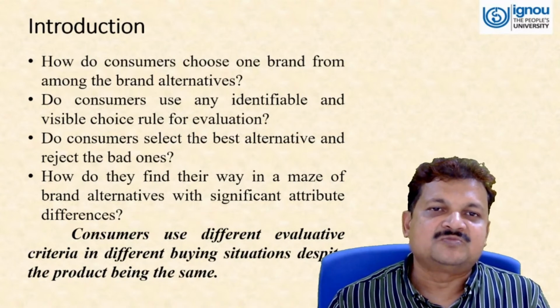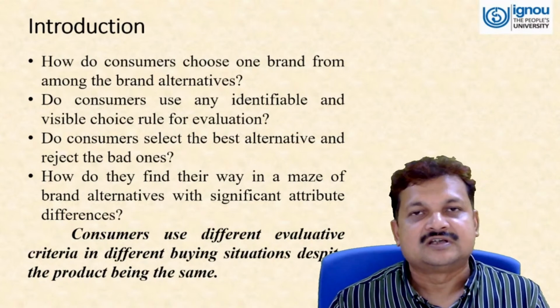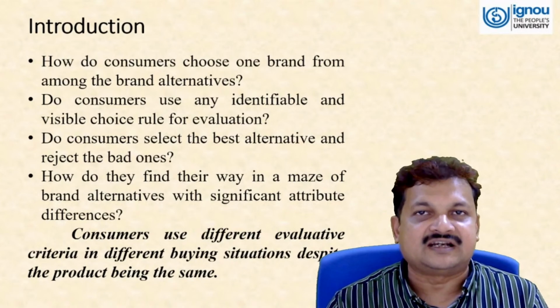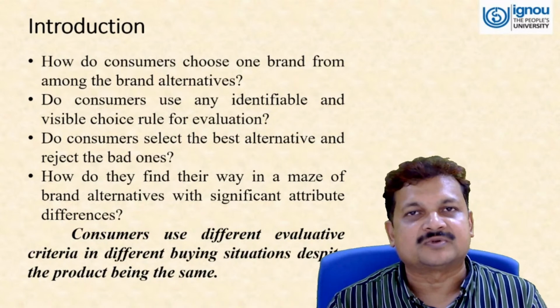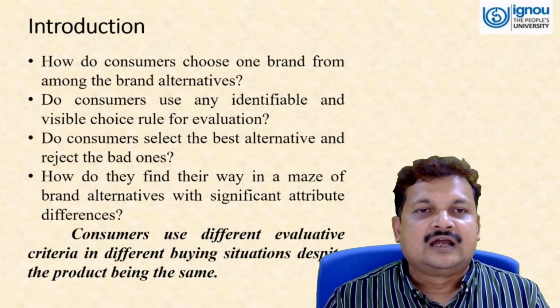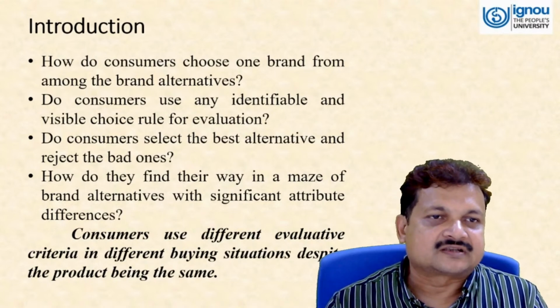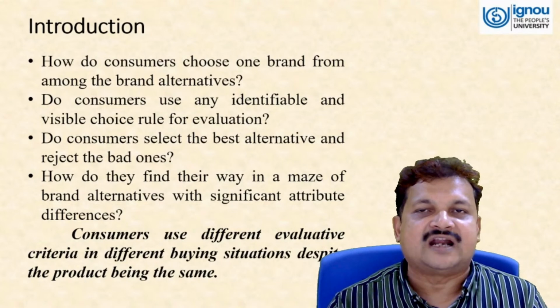Second, do consumers use any identifiable and visible choice rule for evaluations? We need to see whether the consumer has any criteria to evaluate which brand of cell phone or laptop he wants to purchase, and what those criteria are, which we are going to discuss. Third, do consumers select the best alternative and reject the bad ones?